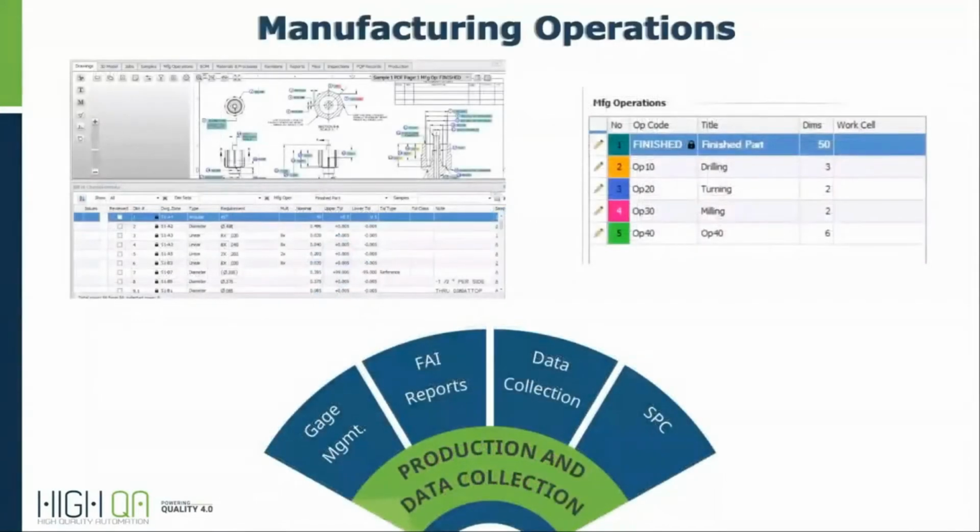You can even define certain dimensions by operation, or even better, you can create operation plans and even modify nominals for in-process checks. For example, a roughing operation wouldn't use a print nominal because you'd want to include allowance for additional material that would be removed later. HighQA gives you the ability to modify nominals for operations without changing the original print dimension.